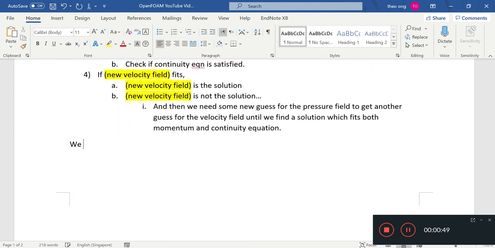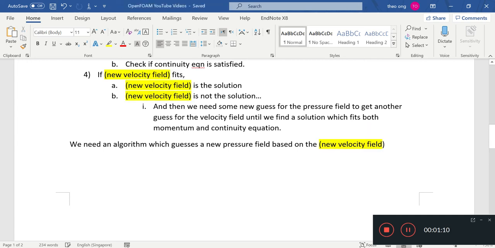So the next thing is to derive some sort of algorithm, which guesses a new pressure field based on the new velocity field here, which I was talking about. Right, so I need a new pressure field. Okay, so I'm going into something called pressure velocity coupling.